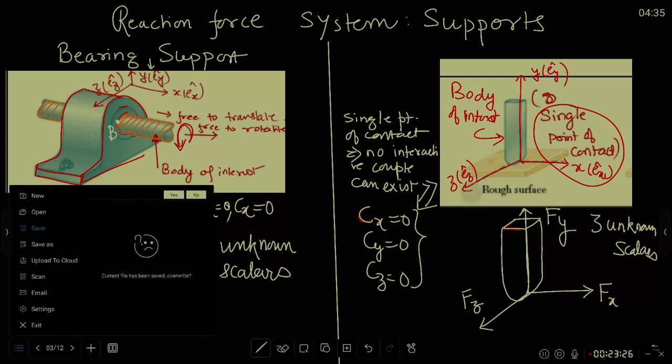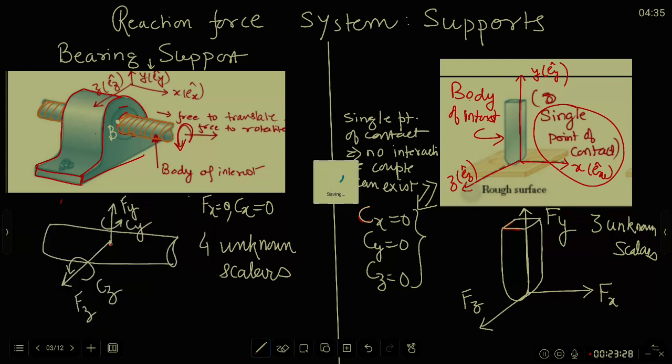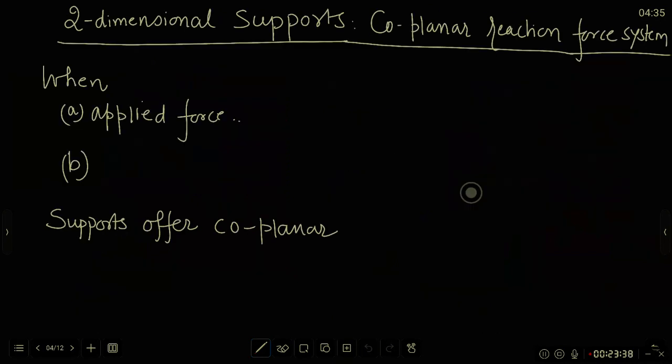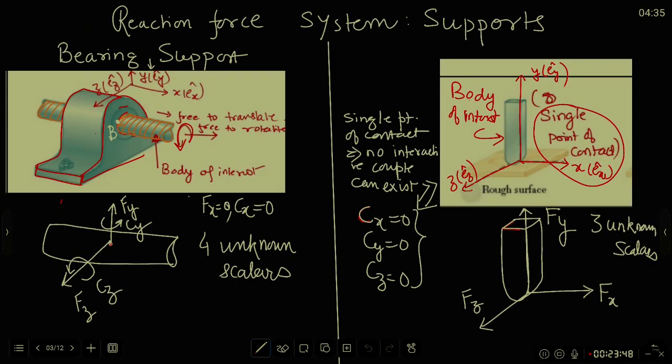Alright, let's move to some other kinds of support. Two-dimensional supports. Whatever I showed on the previous slides, I call them three-dimensional supports. Three-dimensional means the reaction force system can potentially have force components in 3 directions and torque components in 3 directions.